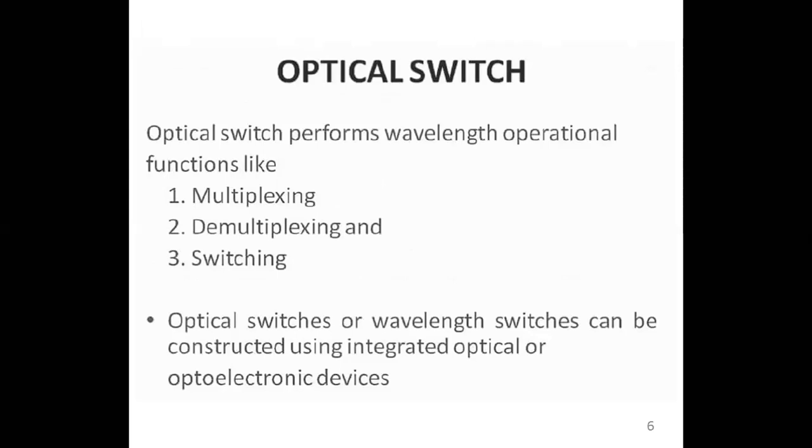This optical switch is used to perform functions like multiplexing, demultiplexing, and switching. The term switching may be a little difficult to understand, but it basically means that a node gets a signal from another node, and then redirects this signal to another node. So that is known as switching. In the rest of the lectures, we are just going to refer to it as optical switches. In some books and websites, they also refer to it as wavelength switches, but we'll stick to optical switches.